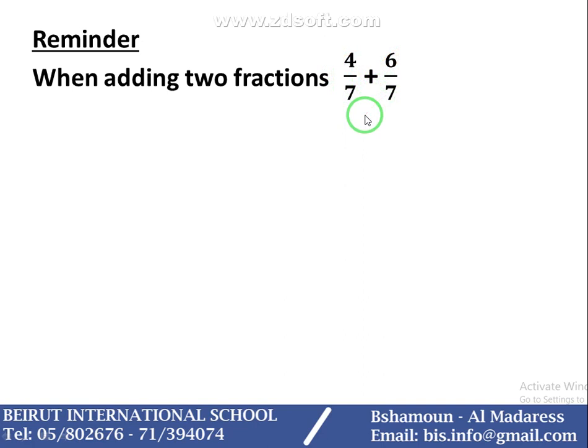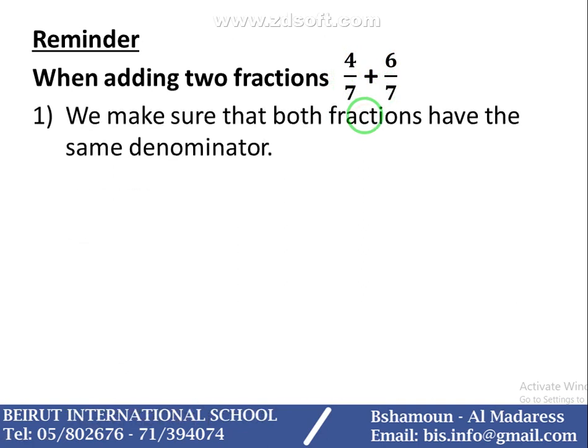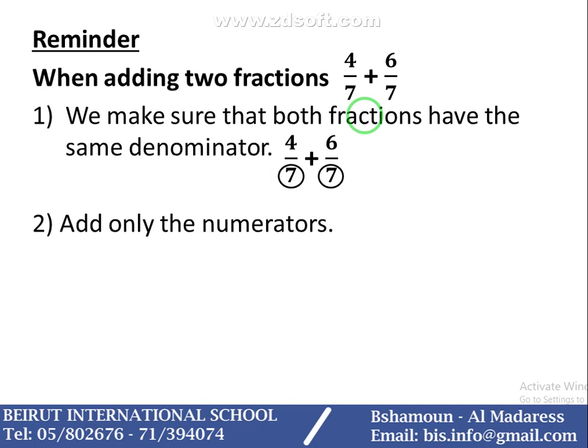As we mentioned before, we have to follow three easy steps. The first one is to make sure that both fractions have the same denominator. As for our example here, the first fraction has a denominator 7 and the second fraction has a denominator also 7, so we are on the safe side, and we can add the numerators now, and only the numerators.